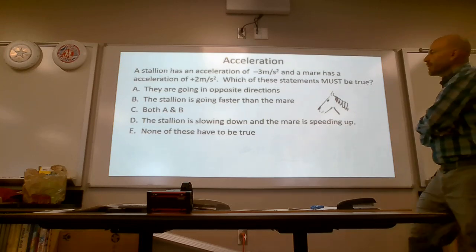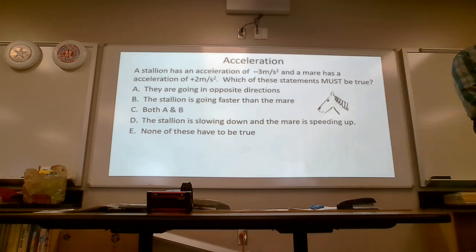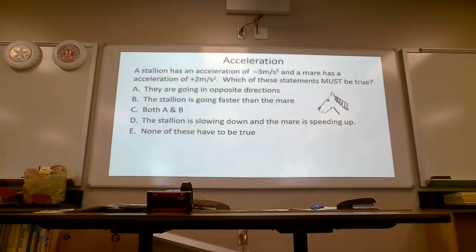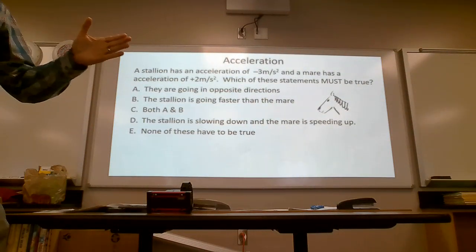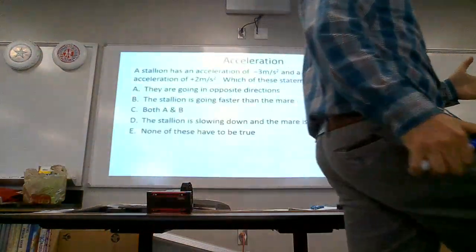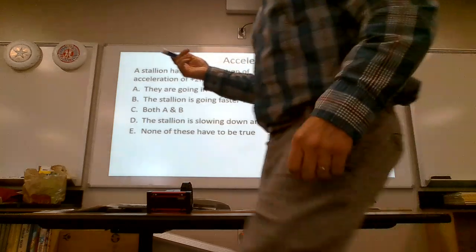Okay. So, do they have to be going in opposite directions? Is it possible for the stallion to be traveling in the positive direction and yet still have a negative acceleration? Yes. What would be happening to the stallion if he was traveling in the positive direction but had a negative acceleration? Slowing down. Okay. Could the mare also be going in the positive direction? Yes. What would she be doing?